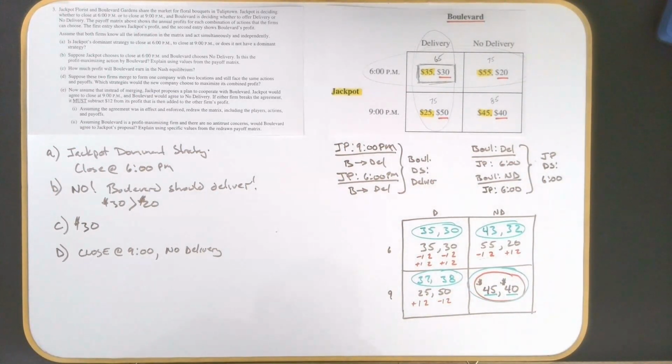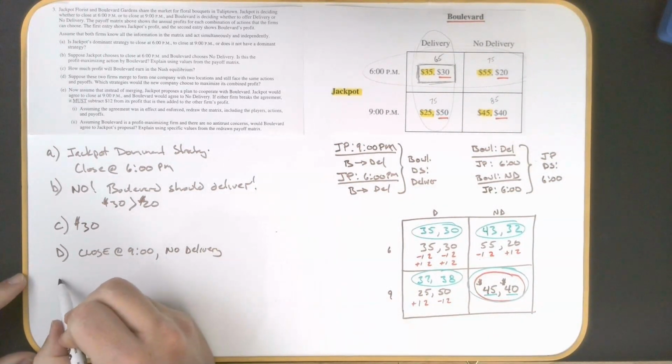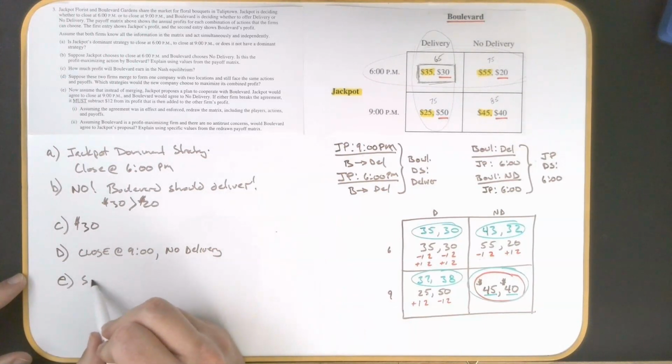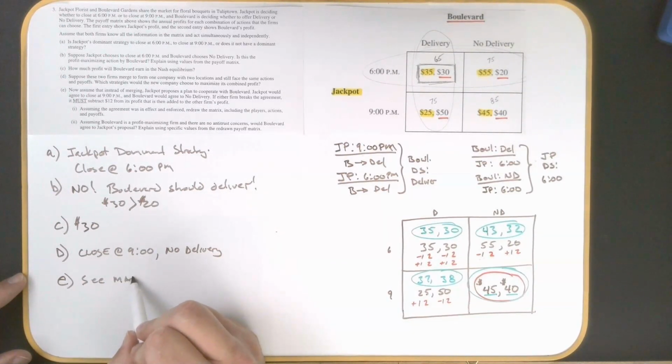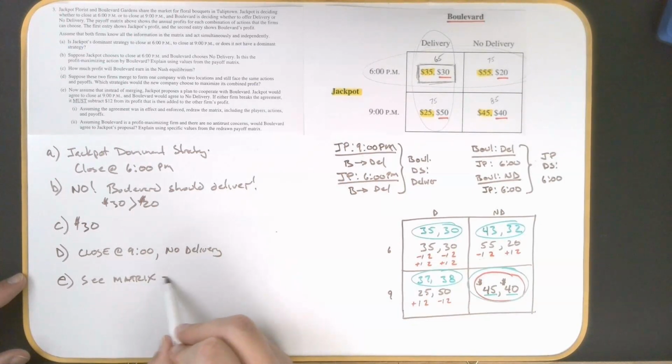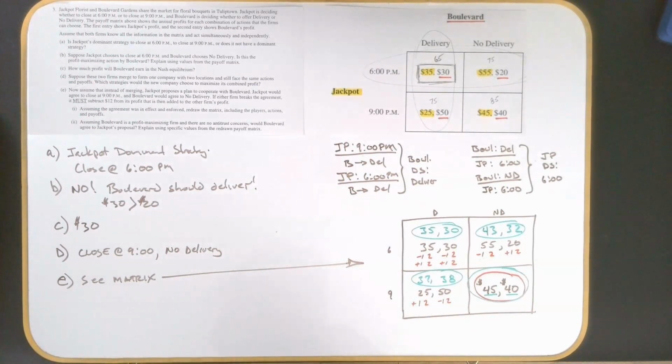All right, kind of interesting with the penalty involved. So it says, assuming the agreement was in effect and enforced, redraw the matrix. There it is. So back over to here, this is actually E. And I'm just going to write C, the matrix, because I just drew it right here. So there it is. And again, it's in green. Assume Boulevard is a profit-maximizing firm and there's no antitrust concerns. Would Boulevard agree to Jackpot's proposal? Explain using specific values from the redrawn matrix.